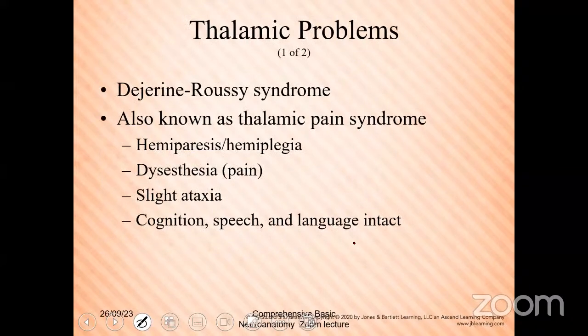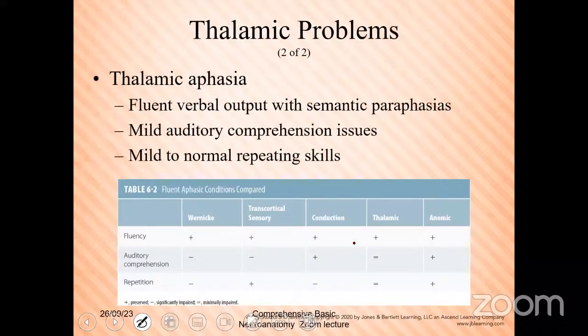Dejerine-Roussy syndrome is a thalamic syndrome, also known as thalamic pain syndrome: hemiparesis, hemiplegia, dysesthesia, slight ataxia. Cognition, speech, and language are intact, but the individuals suffer from pain, that is thalamic pain. Sometimes you have thalamic aphasia, with fluent verbal output with semantic paraphasias, mild auditory comprehension issues, mild to normal repeating skills. The repetition is affected.